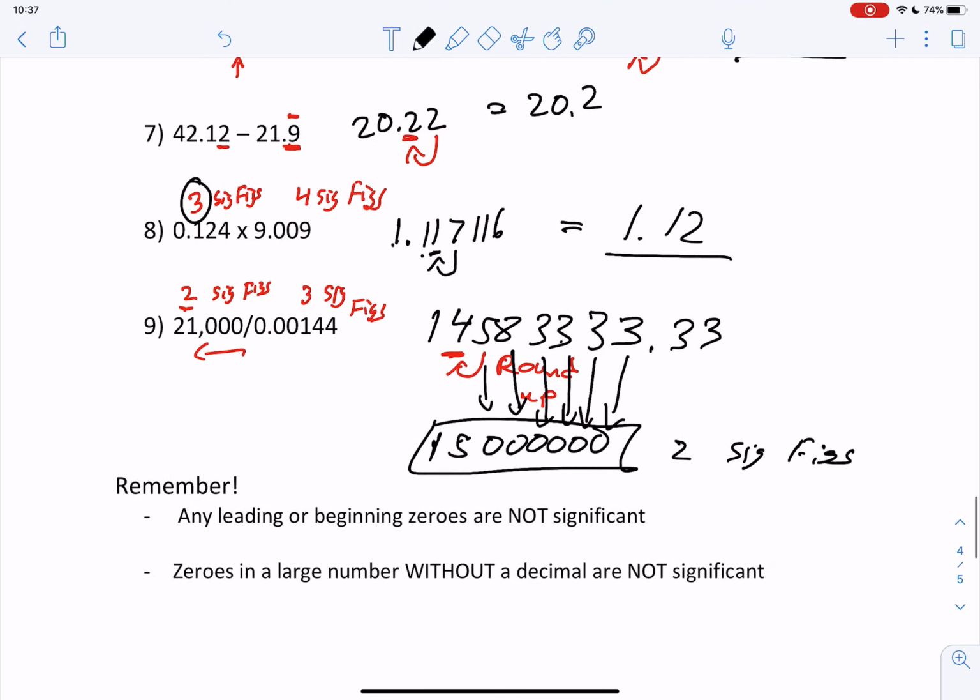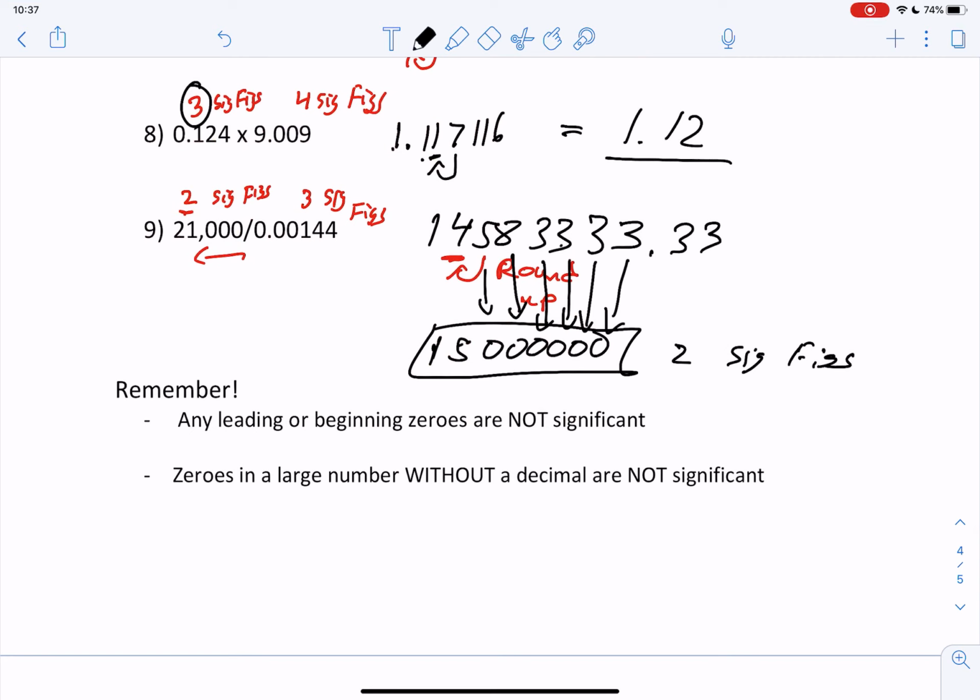All right, so that's just a few examples. Just remember when you're doing these, any leading or beginning zeros are not significant. And zeros in a large number without a decimal are not significant either. Okay, remember that Atlantic Pacific rule? It's also a little history lesson or geography lesson, so that's helpful for 2 classes.